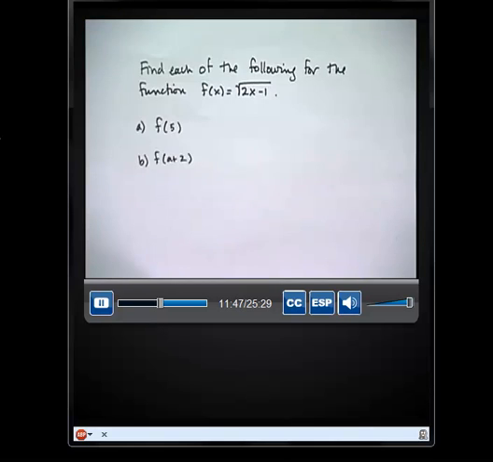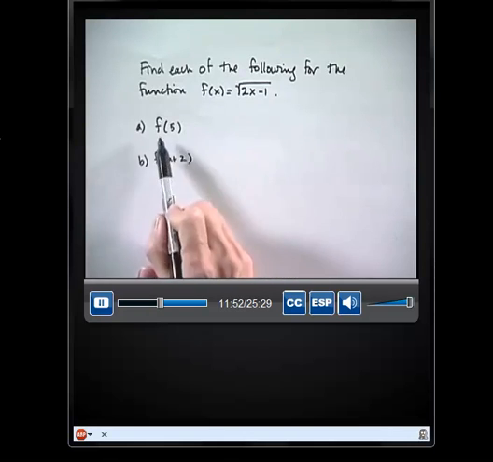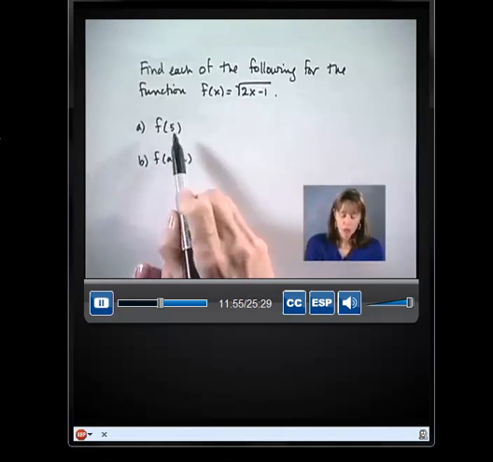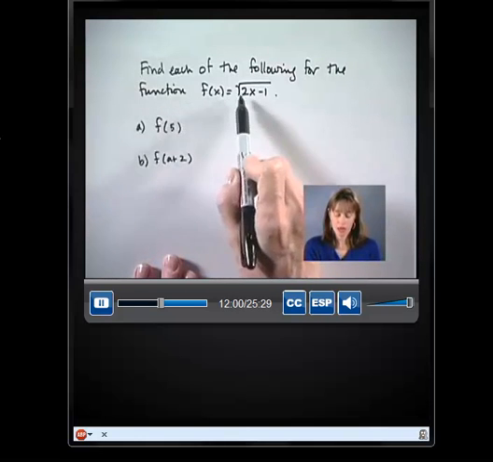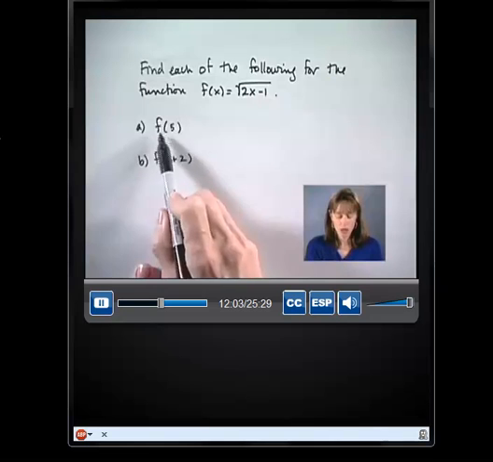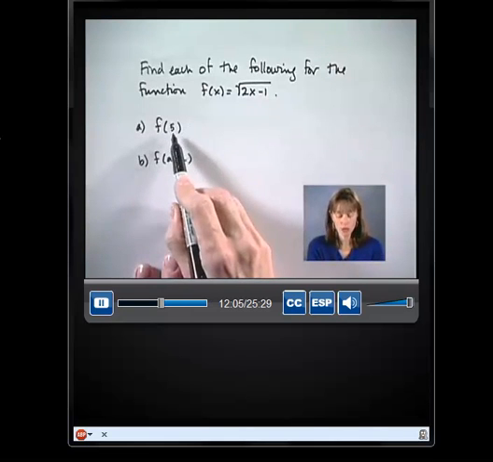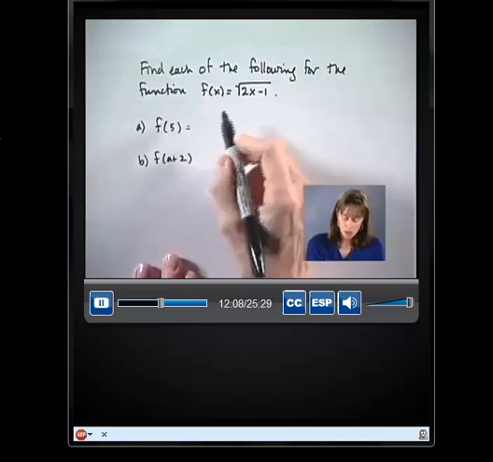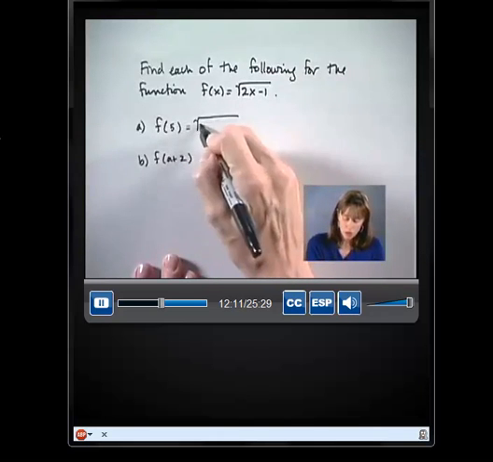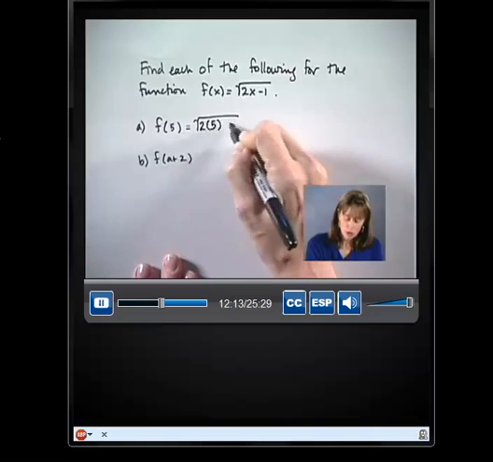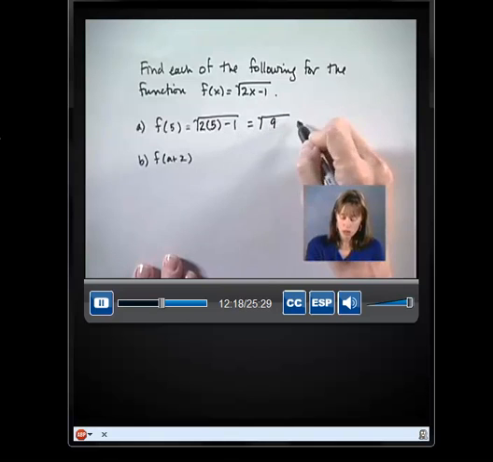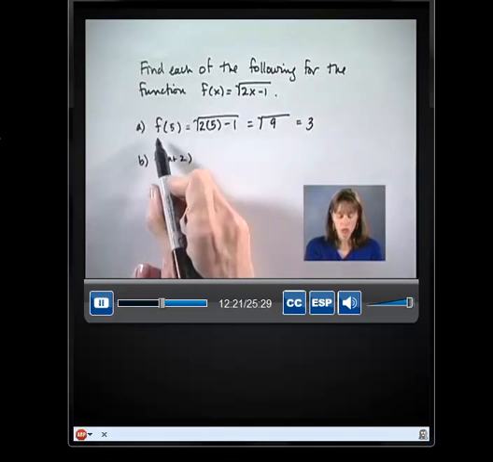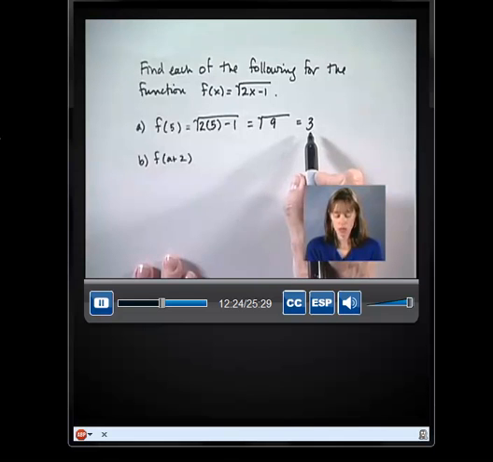What we want to do is find each of the following for the function f of x equals square root of 2x minus 1. First of all, f of 5. Well, what we use this notation to tell us is f operates on x and does this to it, so f is supposed to operate on 5 and do to it what it does to x. In other words, replace the x with a 5. 2 times 5 minus 1 is the square root of 10 minus 1, or 9, which is 3. So we conclude that f of 5 is 3.